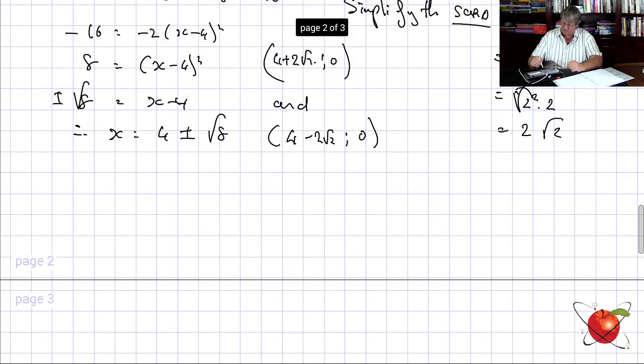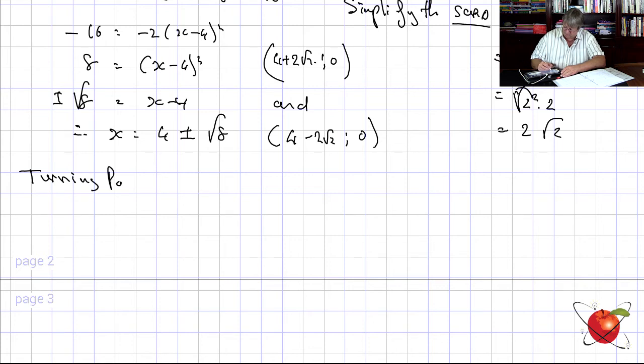Now, let's see what remains now. What haven't we got yet? We haven't done the turning point. Because we need 3 points to plot it, don't we? Sketch it. The roots, that's 2. And we need the turning point. 4. I was thinking the roots. We need 4 points. The 2 roots, the turning point, and the y-intercept.